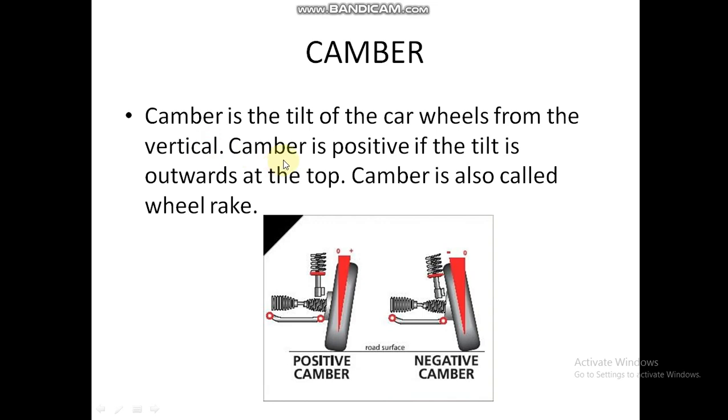Camber is of two types, that is positive and negative. The camber is positive if the tilt is outwards at the top. So as you can see in the diagram, if the tilt is outward from the top, then it is called positive camber. But if the tilt is inward from the top, then it is called negative camber. Camber is also called wheel rake.